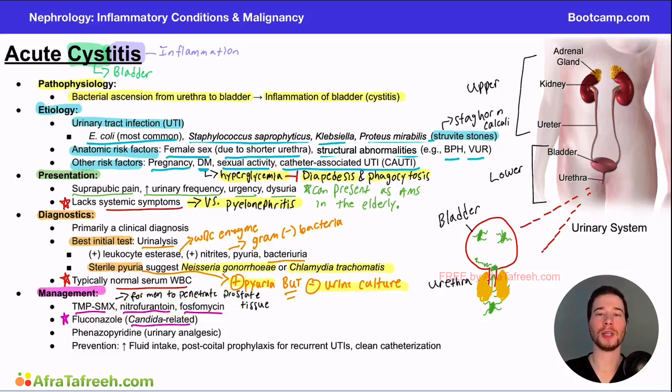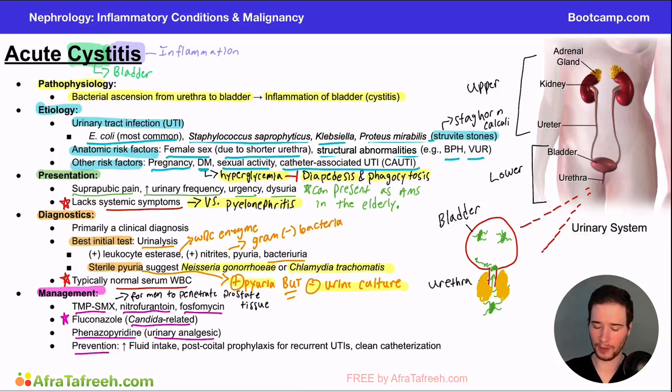Now, in addition to treating these patients with antibiotics, we should also consider pain control, right? Because we know that this painful urination can be bothersome. And that's why we have a medication called phenazopyridine, which is a urinary analgesic. It can be used to help with symptom management as the antibiotics in the body work to clear the infection itself. And finally, to wrap up this video, we're going to talk about prevention here.